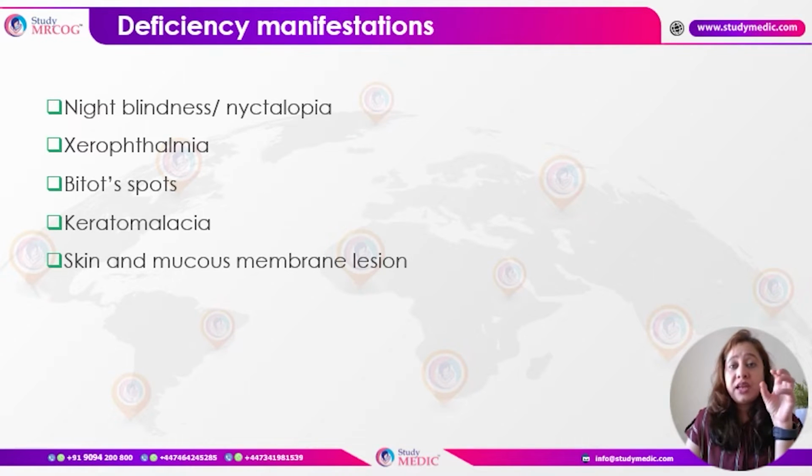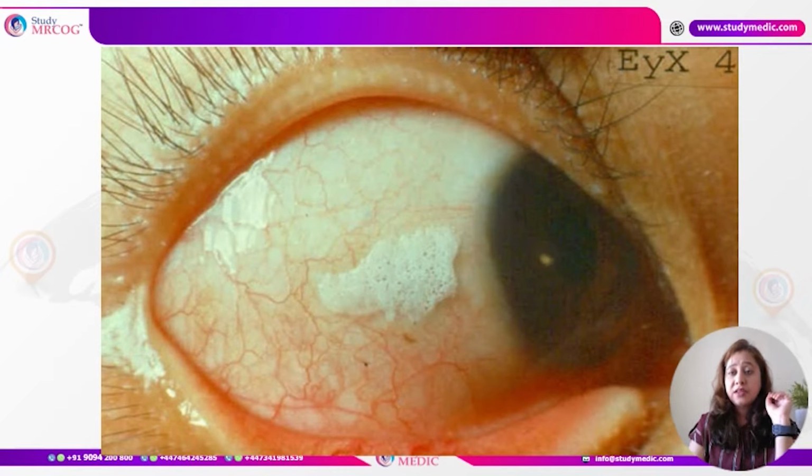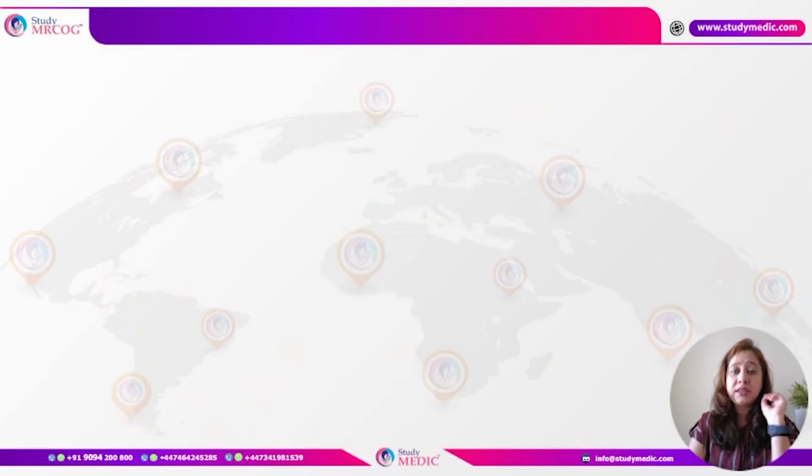So these are the eye symptoms, whereas in other areas, the skin and the mucosal region, lesions can be seen. And because it is required for mucopolysaccharides, there can be growth manifestations, retarded growth, and decreased immunity, because vitamin A is required for the glycoproteins.